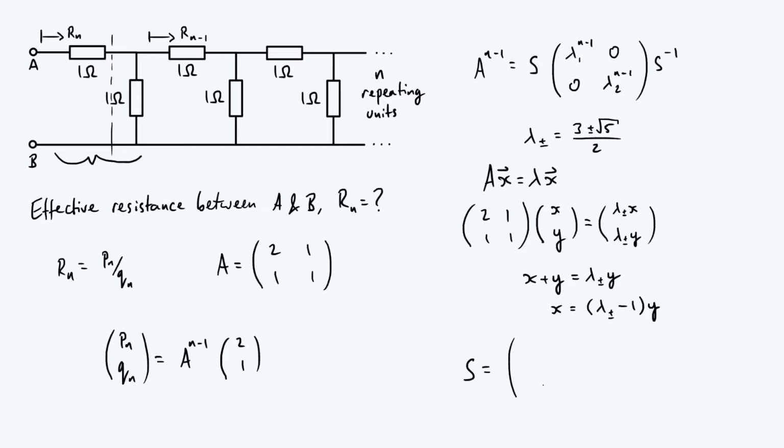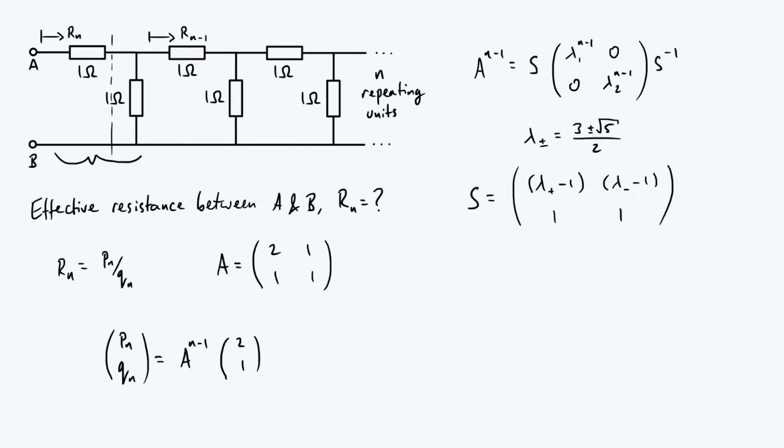If we say that the y component of the first eigenvector is just 1, then that very straightforwardly tells us the x component corresponding to that is lambda plus minus 1. Then the second eigenvector, let's again just take the y component as 1. The x component is of course then going to be lambda minus 1. There's the S matrix. So thinking back to that equation at the top, we now know S, but we also need S inverse to plug in there.